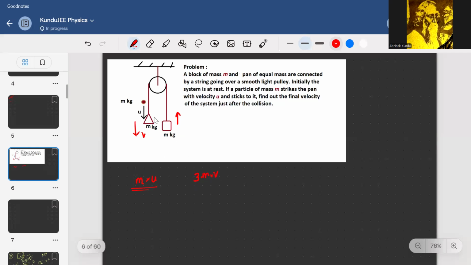And if the particle sticks to the pan, that means it is an inelastic collision. So initial momentum and final momentum we can conserve because no external force is acting. Then we can find the final velocity of the system, v equal to u by 3. That is method 1.